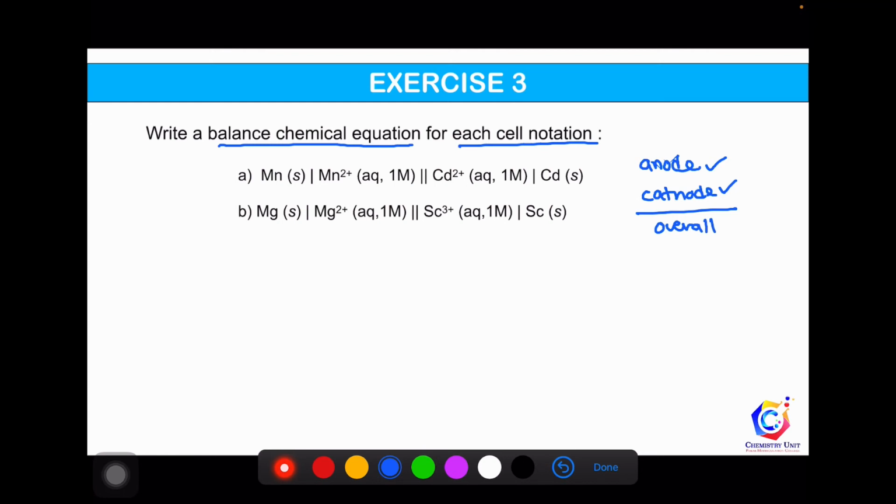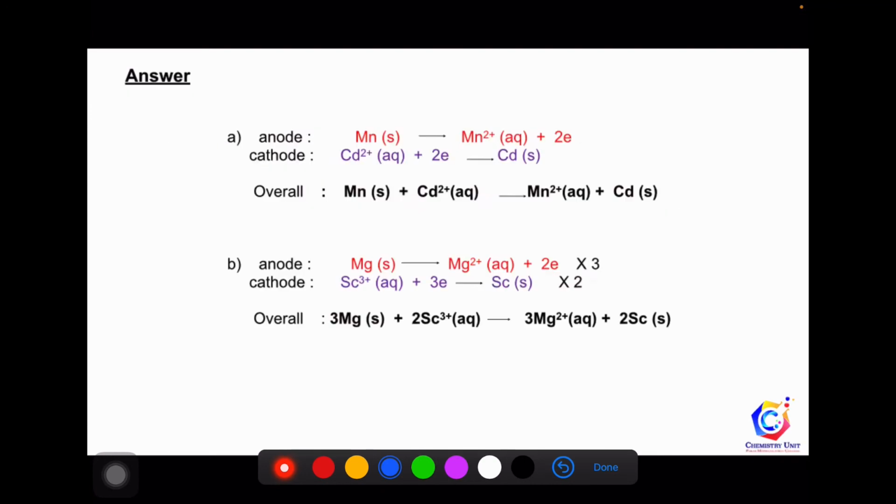So, from a cell notation, we are able to retrieve this information as the cell notation is written in the format of A, B, C, whereby it is anode, bridge and cathode. So, anode is where oxidation reaction happens, and we should be able to write the half equation for that, and cathode is where the reduction reaction occurs, and we should be able to write that as well. So, let's look at the answers.